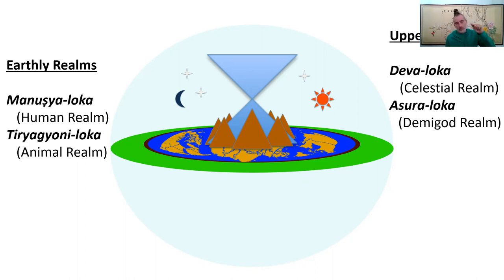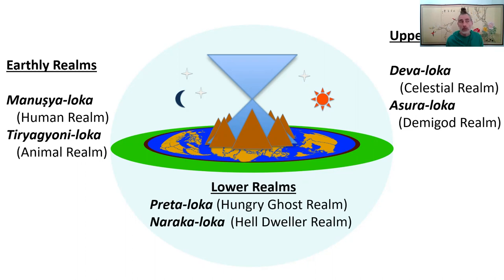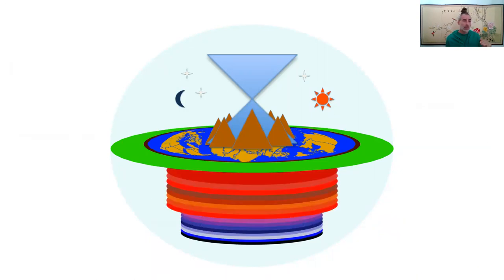And then below the terrestrial realm are the two lower realms, the realm of hell dwellers and the realm of hungry ghosts. I represent these lower realms like this, of which there are 18 lower realms. But my presentation here isn't exactly right, because these hell realms actually should be in between the terrestrial realm and that wind disk. The wind disk is always at the bottom, but just for the sake of visualization here, I've presented it as below that.